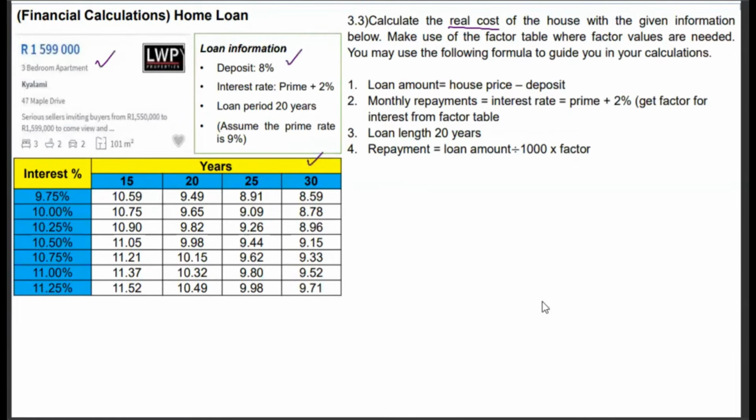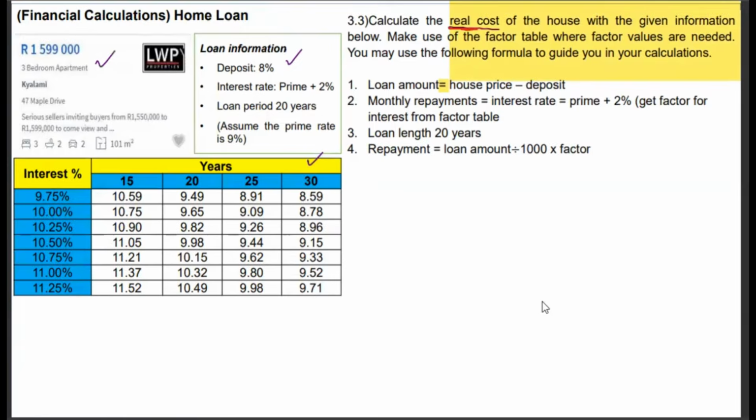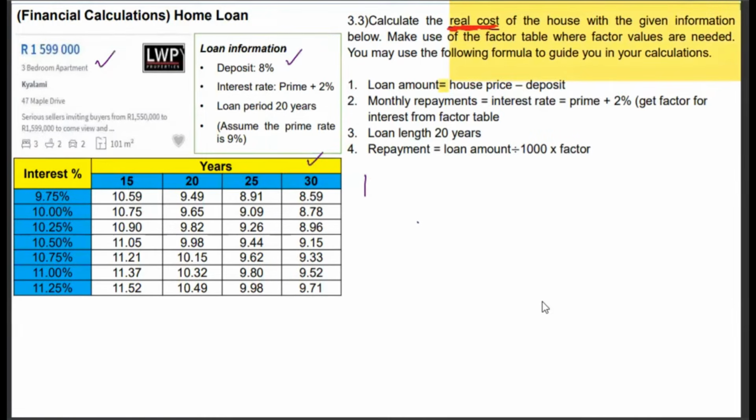Our main aim is the real cost. Main aim is real cost. So let's start. Now remember, if you are to get the real cost, we need to know the monthly repayment. That's the first thing we're going to do, because it's going to be monthly repayment.